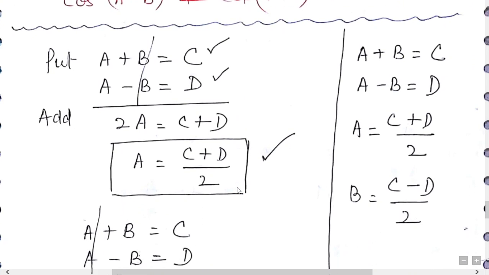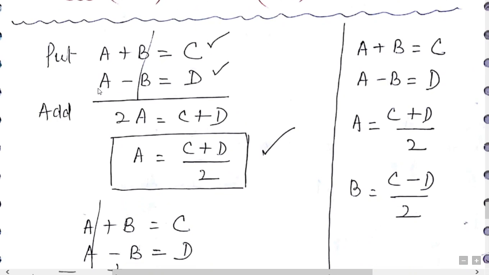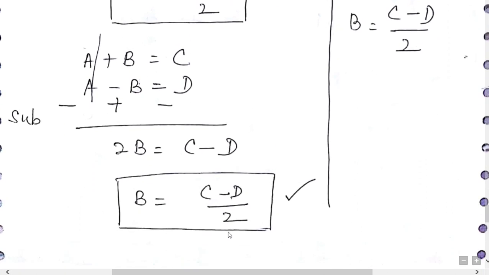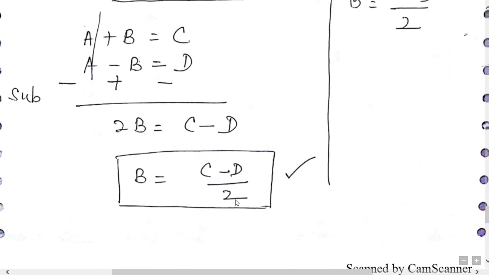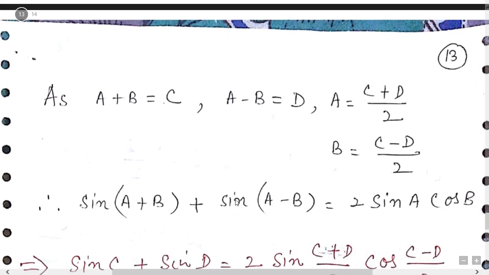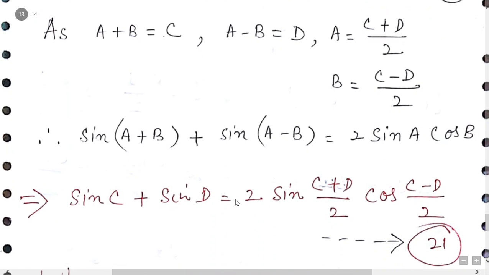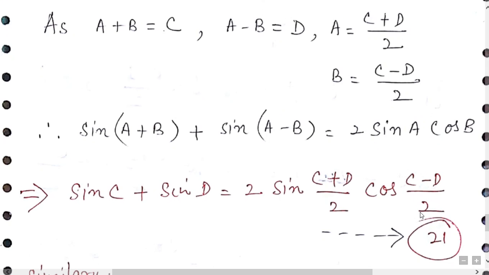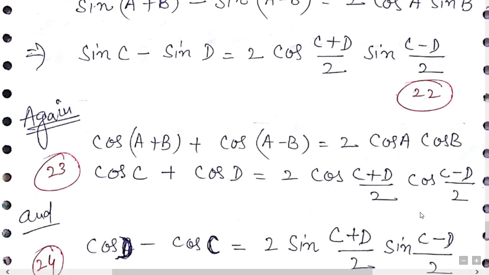Simply insert A plus B equal to C and A minus B equal to D. It means you can find out the value of A and B. A is equal to (C plus D) over 2 and B can be designed as (C minus D) over 2. Now insert these values, you will get sin C plus sin D in place of A as (C plus D) over 2 and B as (C minus D) over 2. Similarly, you can write other formulae.